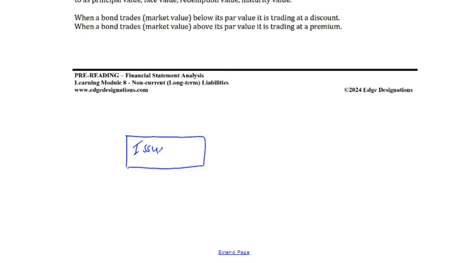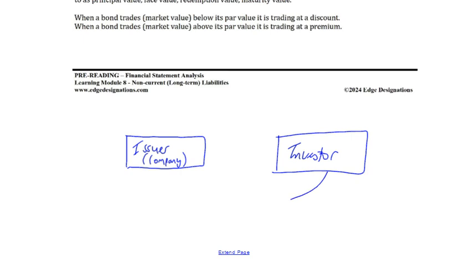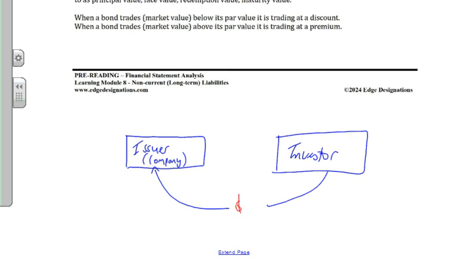That's called the issuer of the bond. He issues a bond, and over here we've got the investor. The issuer of the bond is the company that we're dealing with now. When he issues a bond, the investor invests in the bond. Let's say it's a $1 million bond. So $1 million is given by the investor to the issuer. Look at the cash flows.